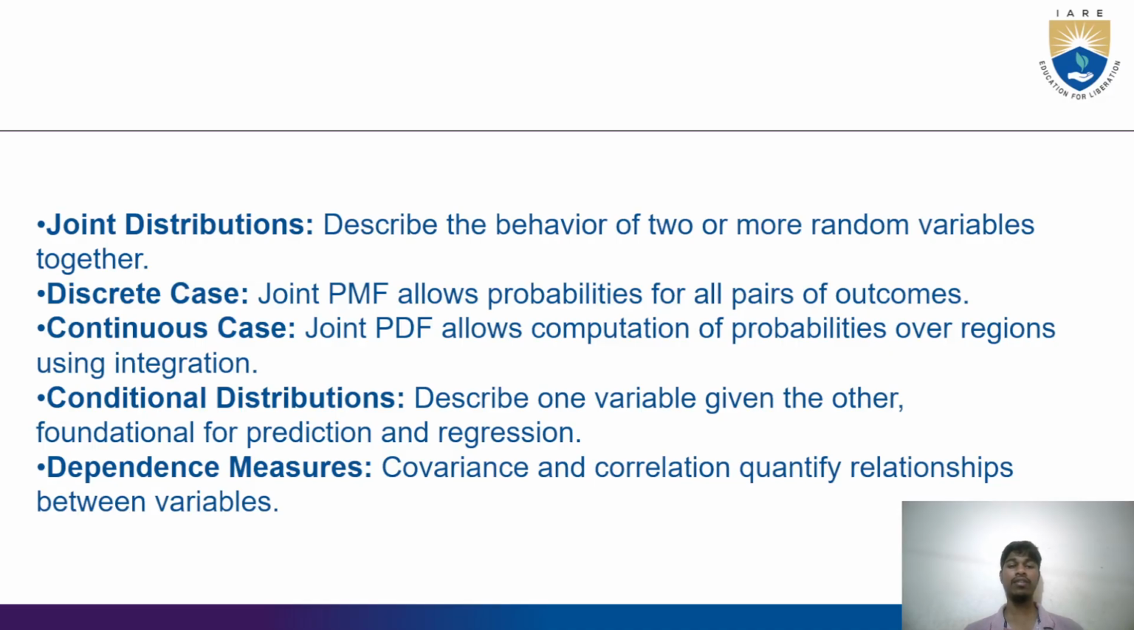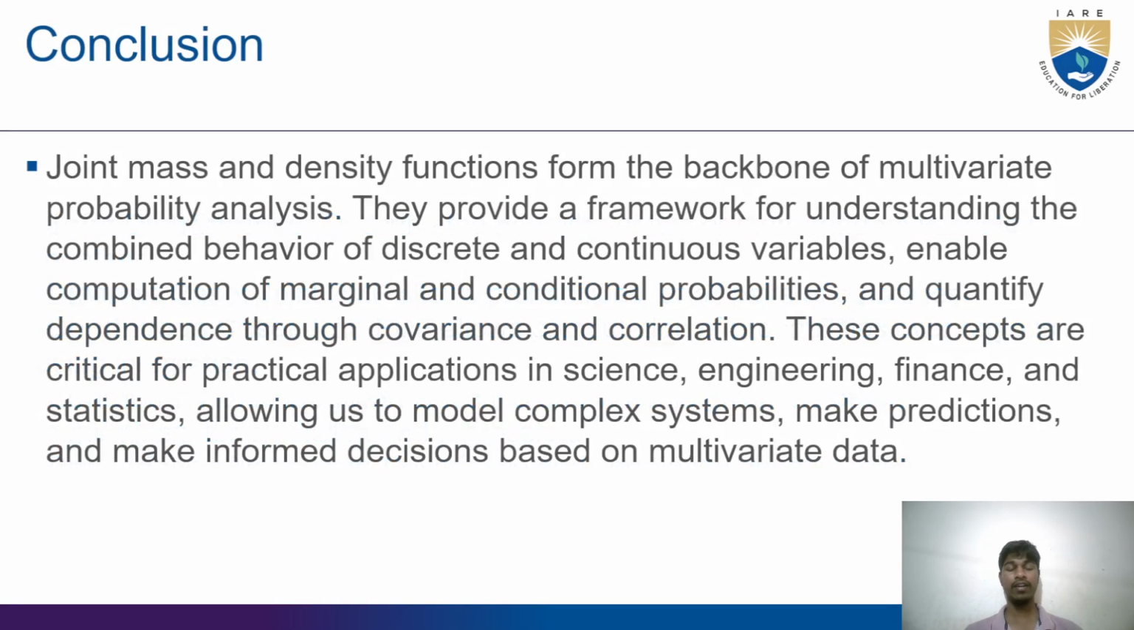Joint distributions describe the behavior of two or more random variables. Continuous case: the joint PDF allows computation of probabilities over a region. Dependence measures: covariance and correlation quantify relations between variables. Conclusion: joint mass and density functions form the backbone of multivariate probability analysis.